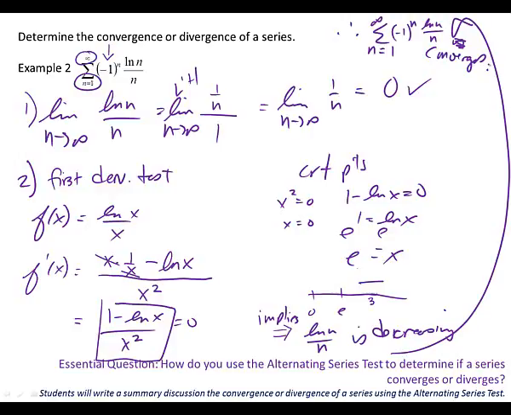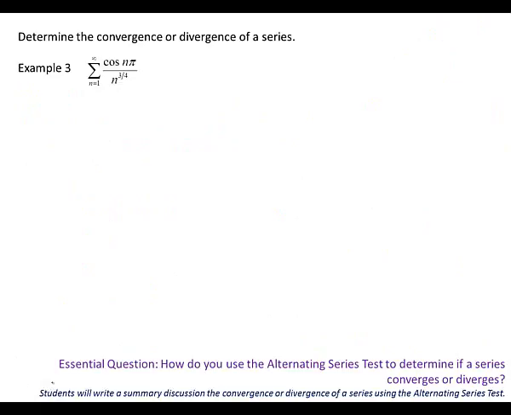All right, we good with 2? Yeah? All right, let's take a look at 3. So, we're going to start, first of all: does it look alternating the way it is? It doesn't look alternating the way it is. What happened?